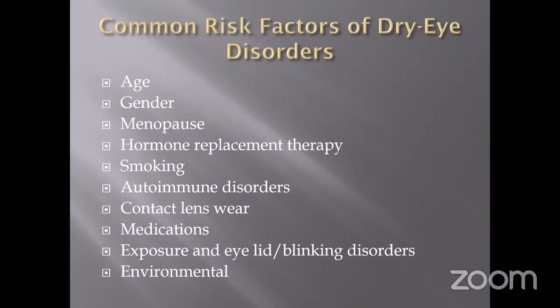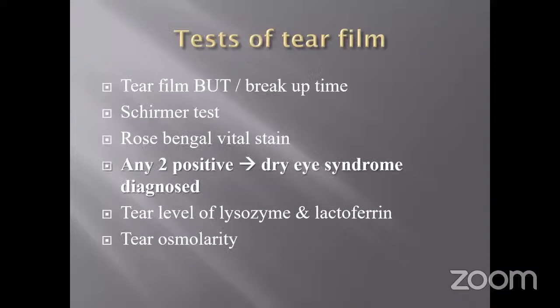Then smoking, autoimmune disorders, we have already mentioned certain autoimmune disorders like Sjogren's syndrome, contact lens wearers, and also medications, and exposure and eyelid closure disorders and other environmental factors. So what are the tests that we do for tear film to detect any tear film deficiency? This is important for you because a Schirmer strip is usually kept as an OSCE for you. So the main three important tests that we do, one is tear film breakup time.